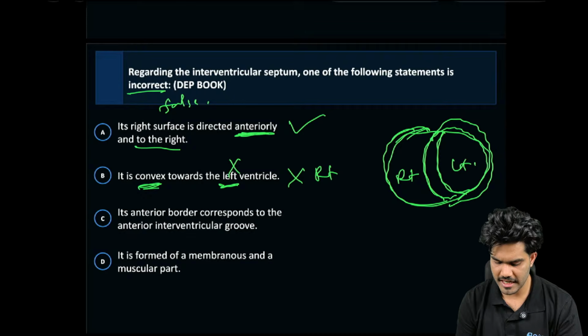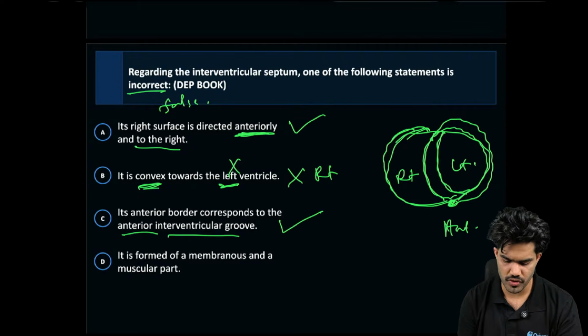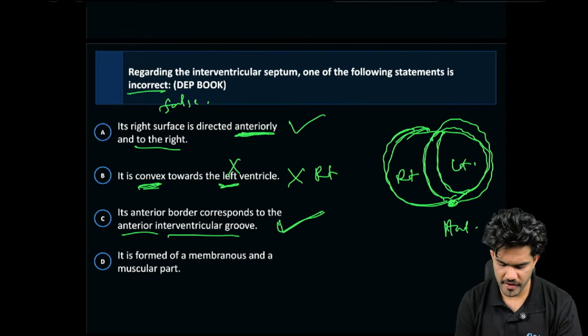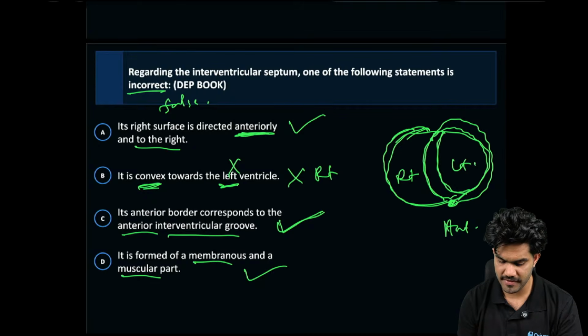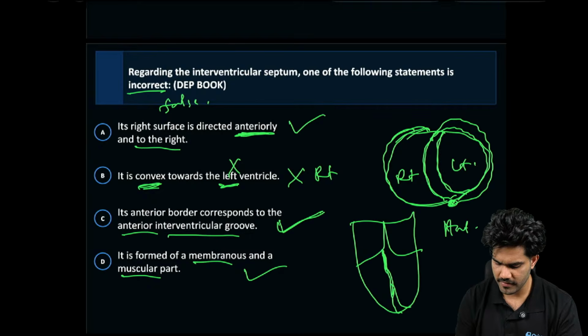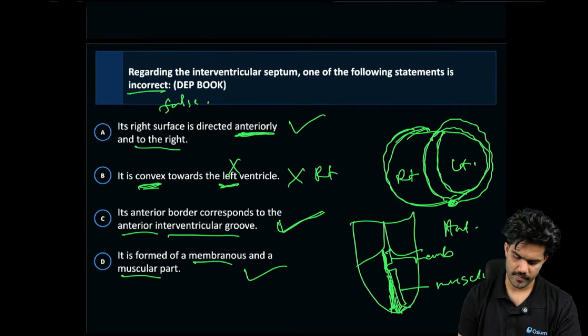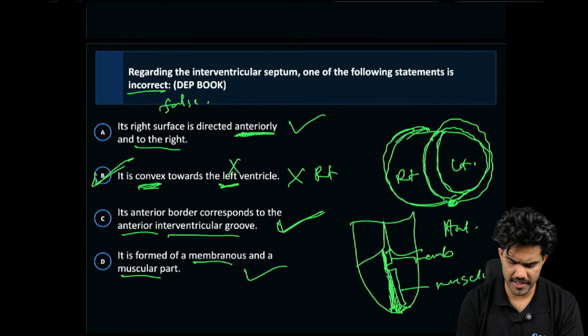Its anterior border corresponds to the anterior interventricular groove. See, this groove is called what? The anterior interventricular groove. So this is right. It is formed of a membranous and muscular part. Yes, we have told this before. This is the heart. Starting with the membranous layer, and then we have the thick part. This much is membrane, this much is muscular part. So it is formed of membranous and muscular parts. Okay, it's clear. The option is B.